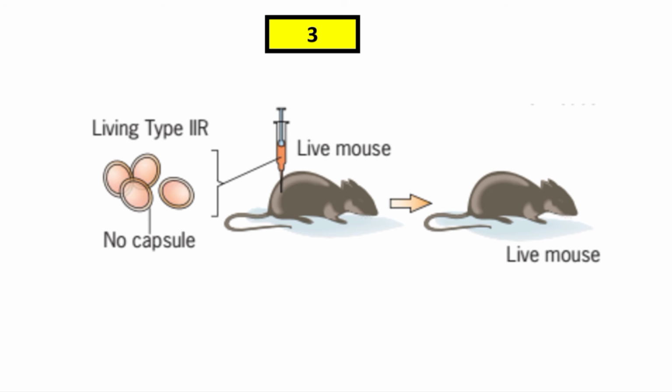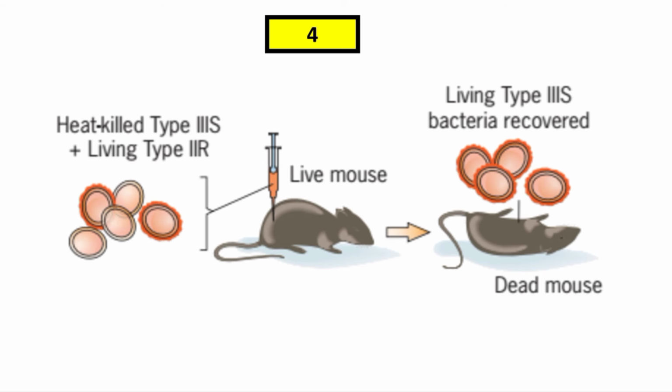Now we have living type R bacteria. They were taken into the syringe, injected into the live mouse. Mouse didn't suffer pneumonia because R strain bacteria do not cause the disease. Now, this point is a very important point.